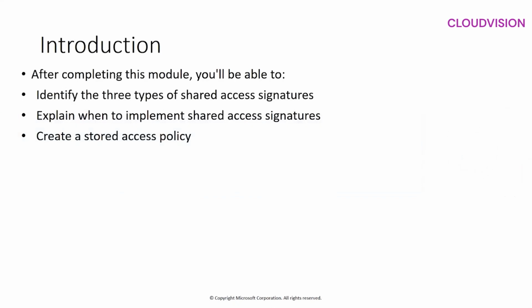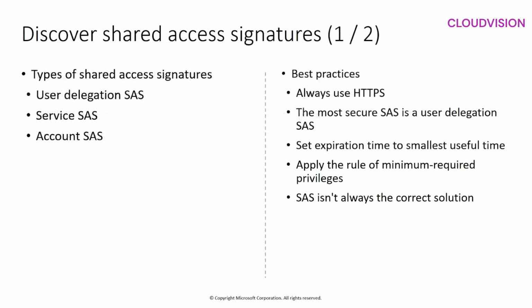So, implement shared access signature. I told you what it is. Types of shared signatures: user delegation SAS, service SAS, or account SAS. That means at a file level, at a container level, or at a service level like blob, or an account level. So three levels. Best practice: always use HTTPS. The most secure SAS is a user delegation SAS, which means for each request you can define the SAS token. Every file or container you work with can have its own policy instead of defining it at account level or service level.